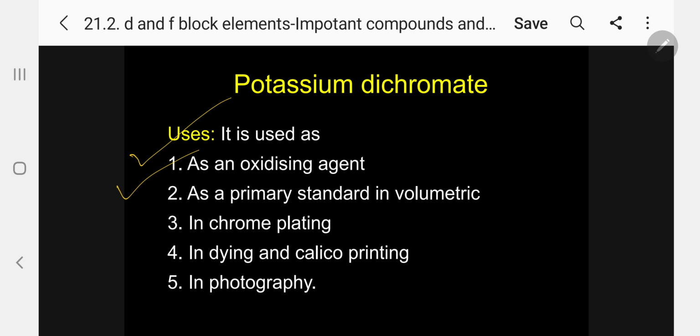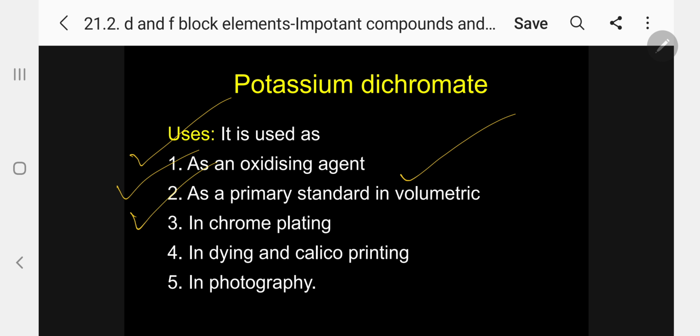Number 2, it is used as a primary standard in volumetric analysis. What is meant by primary standard and secondary standard? Kindly follow. Primary standard means you can directly weigh and prepare a standard solution. Secondary means you cannot directly weigh and prepare. So you have to prepare the solution and then standardize it with a primary standard and correct the strength. That is called secondary. Please follow. So potassium dichromate is a primary standard solution.